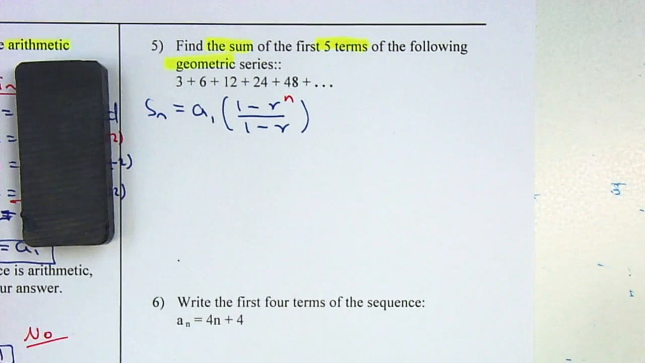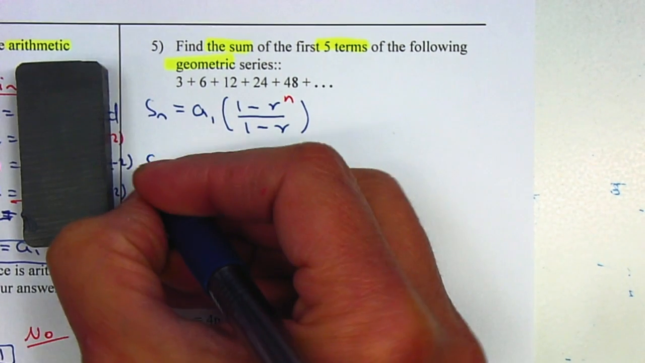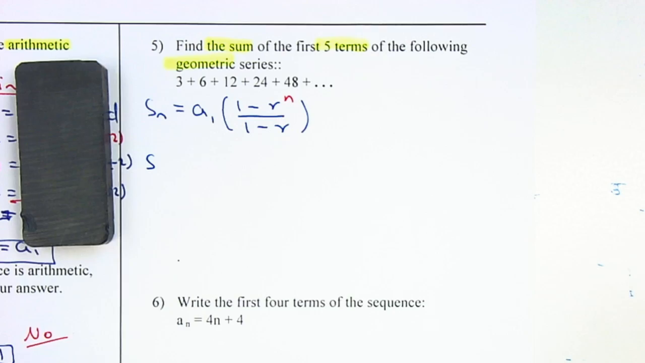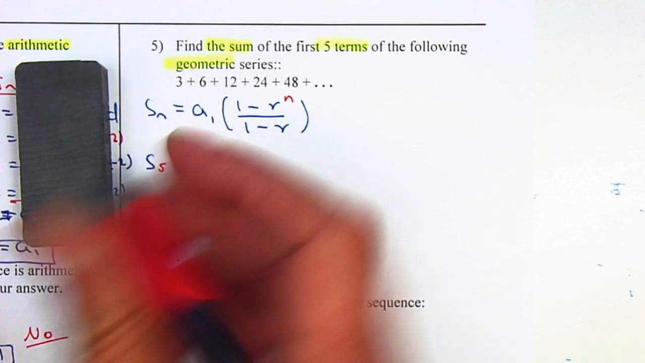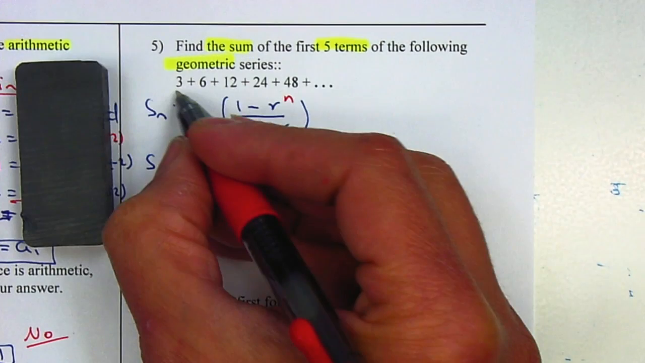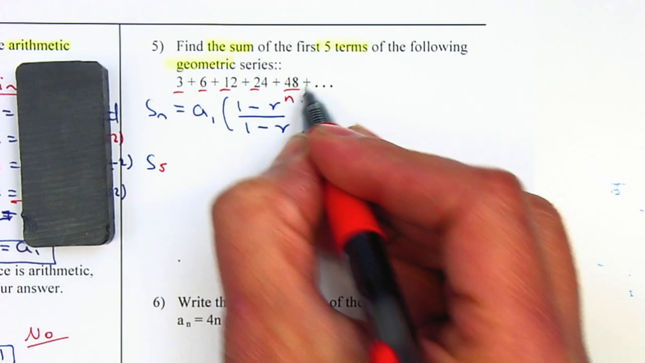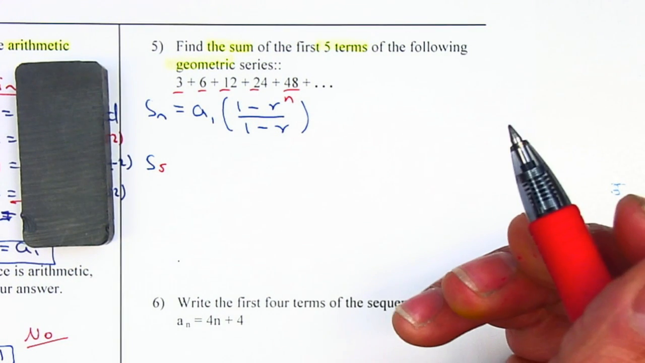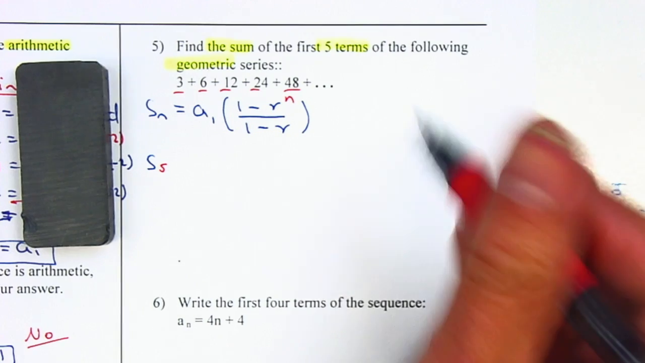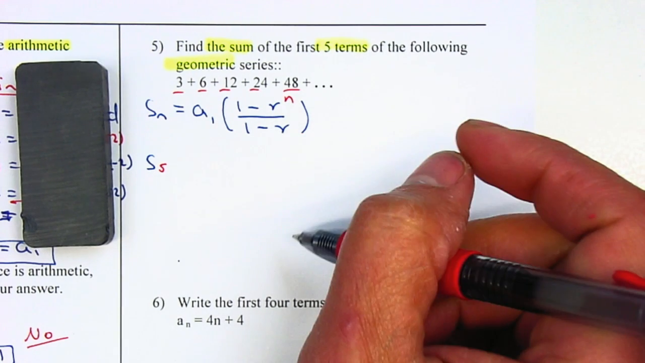This is actually a little easier than number 4. The sum of how many terms do we need to add up? 5. And I know some of you are going to say, can I just add up those 5 terms? Sure, you'll get the correct answer, but you're not going to get any points, because I need you to be able to use the formula.